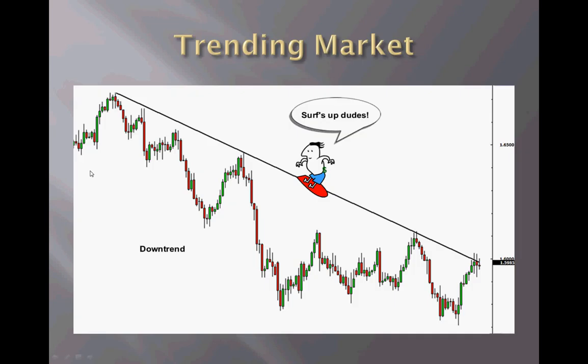A trending market is one where price is generally moving in one direction. Sure, price may go against the trend every now and then, but looking at the longer time frames would show these are just retracements. Trends are usually noted by higher highs and higher lows in an uptrend, and lower lows and lower highs in a downtrend.